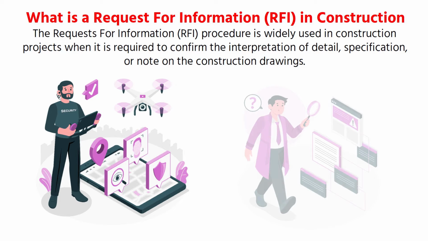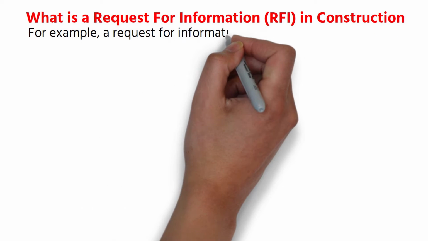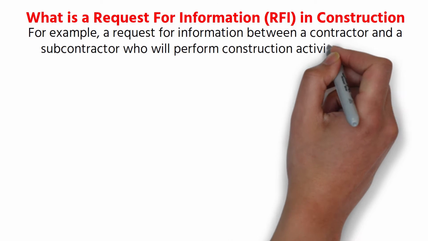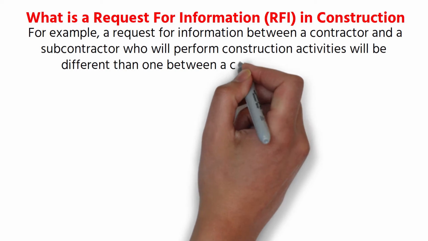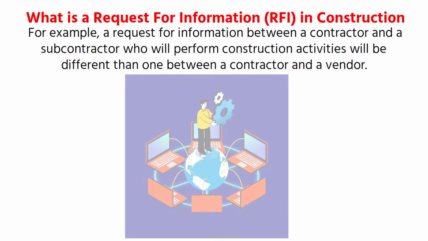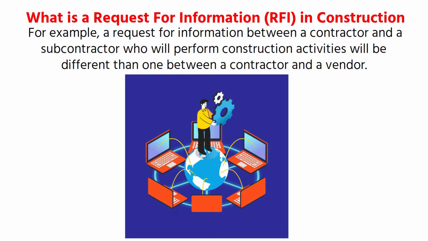It can have different formats depending on who the requests for information is for. For example, a request for information between a contractor and a subcontractor who will perform construction activities will be different than one between a contractor and a vendor. In any case, the requests for information is a standard communication tool created to gather information about the capabilities of contractors, suppliers, vendors, and subcontractors.